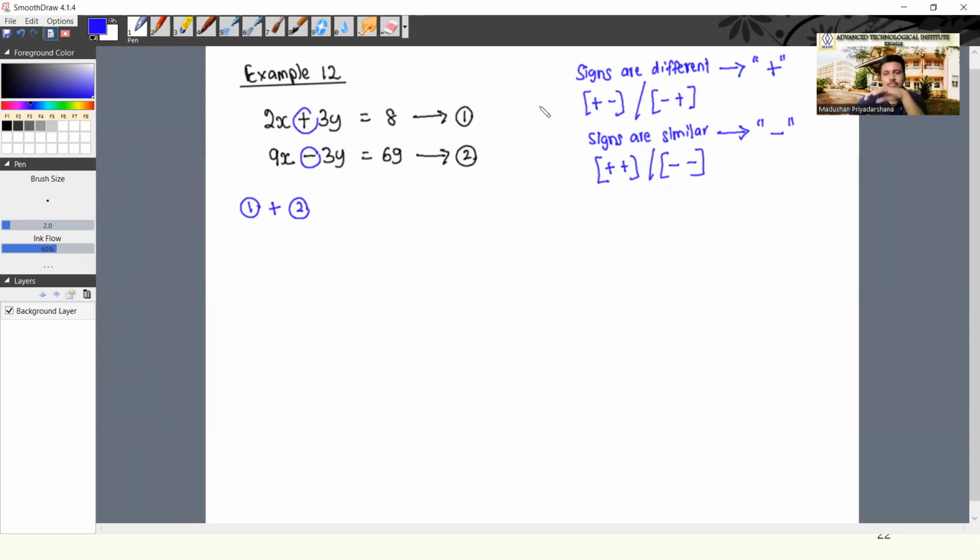Who comes first, who comes second, we do not care. Right? We only consider the signs. If the signs are different, either 1 plus 2 or 2 plus 1, both are similar. If the signs are similar, then we need to deduct. It can be either 1 deduct 2 or 2 deduct 1.